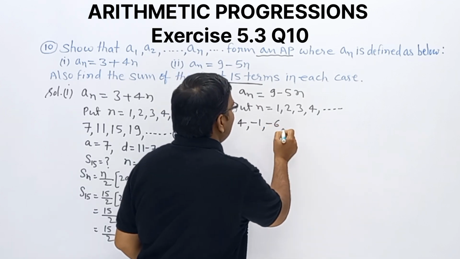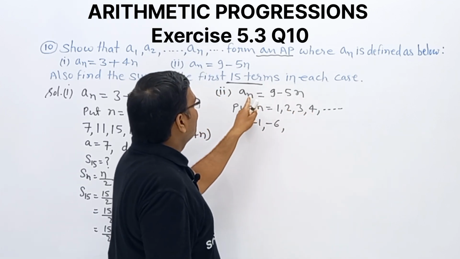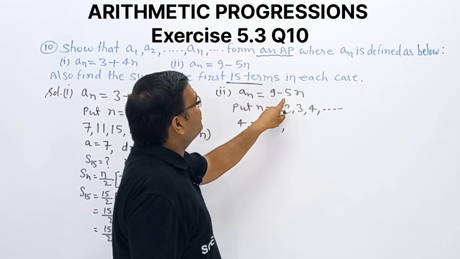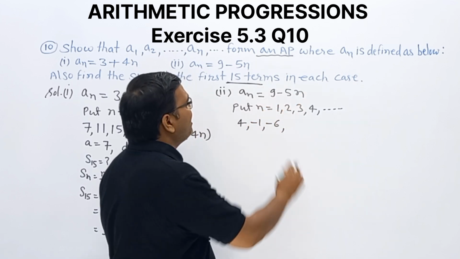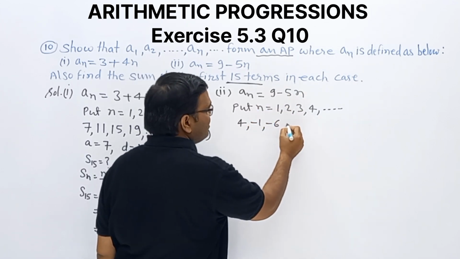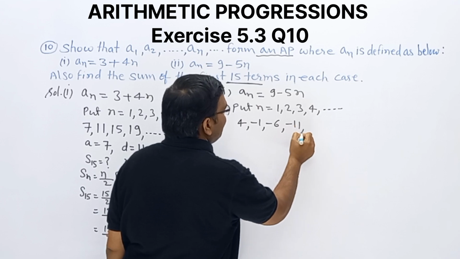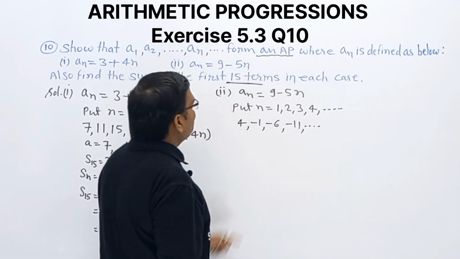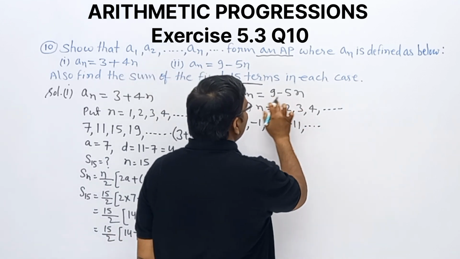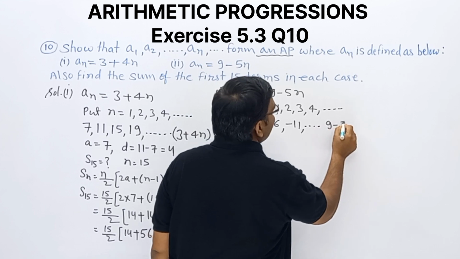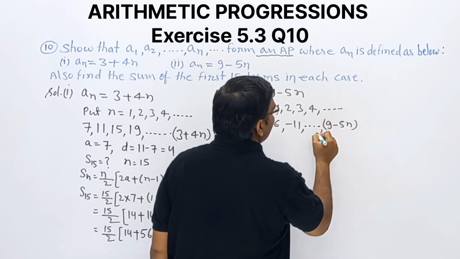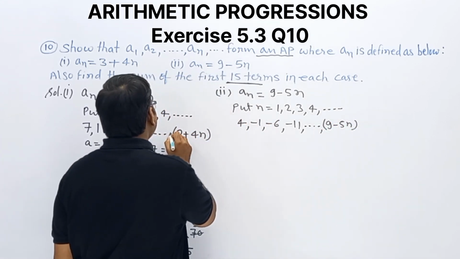Minus 6. Next n equal to 4. a4 will be 9 minus 5 fours are 20. 9 minus 20 means minus 11 we are getting. And this is going up to nth term, and value of nth term is 9 minus 5n. Clear? This is going like this.